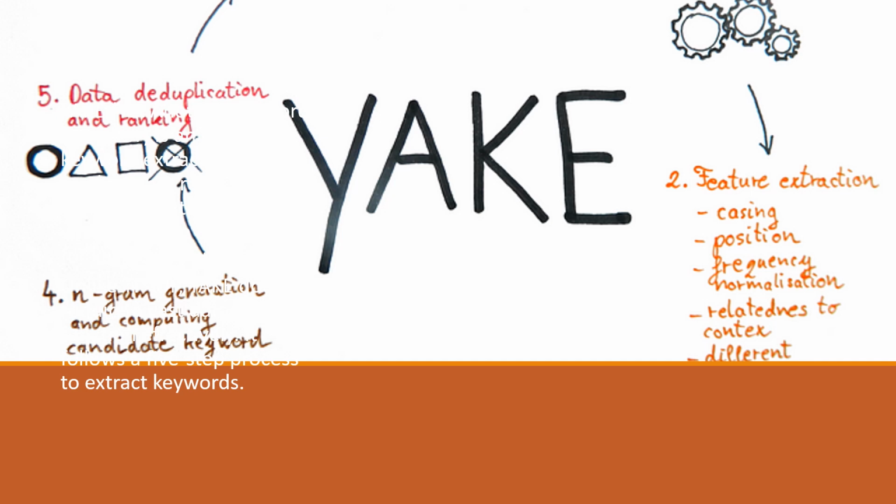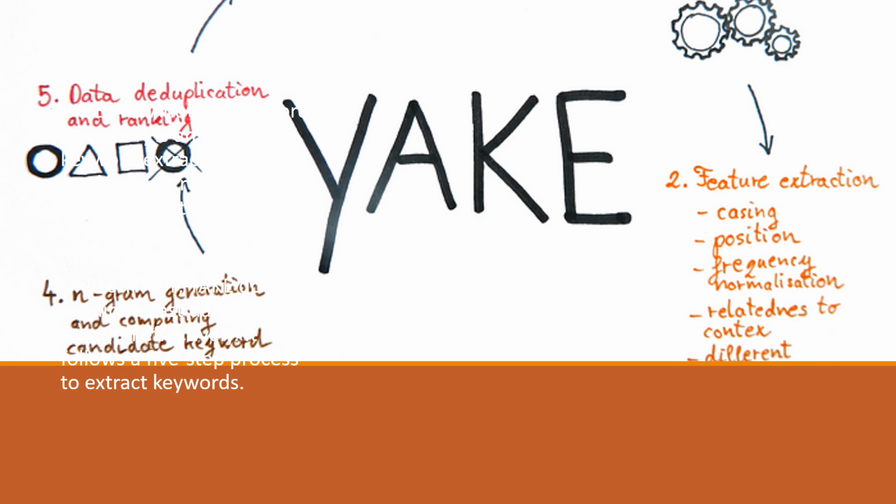Yet Another Keyword Extractor is a keyword extraction method that uses statistical features from a single document to extract keywords. It extracts keywords in 5 steps: pre-processing and candidate term identification, feature extraction, computing term score, n-gram generation and computing candidate keyword score, and data deduplication and ranking.